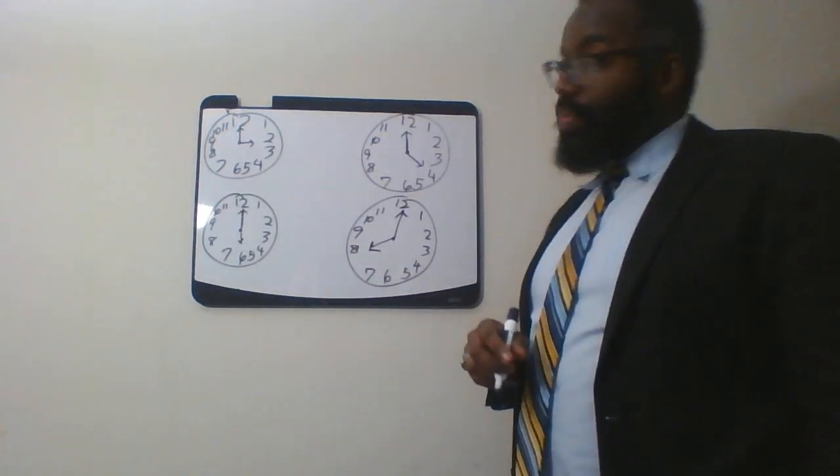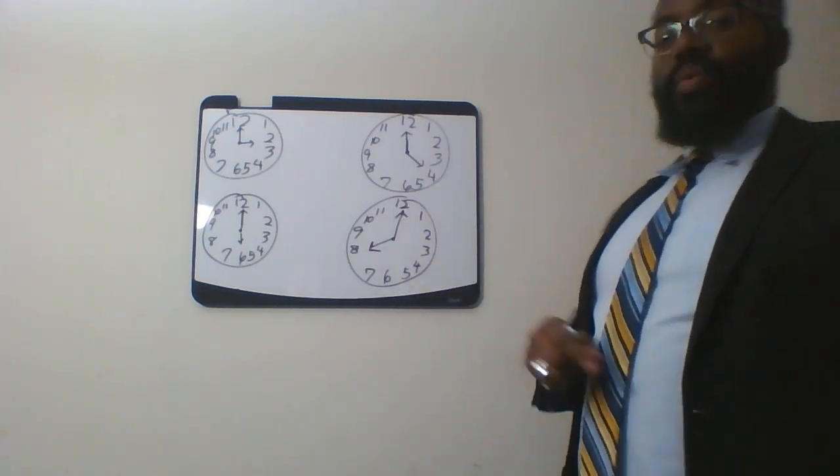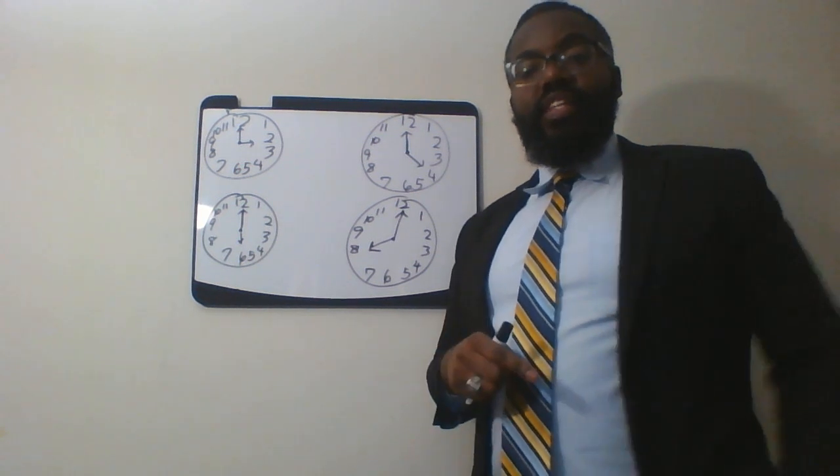That's how you solve those particular problems for that question. So notice there's a pattern for each clock, and then you go with the trend to figure out how to draw the next set of hands of time.